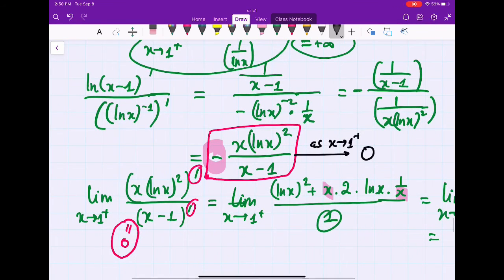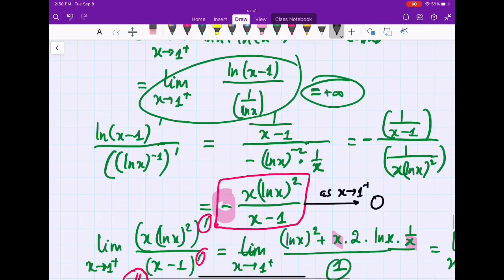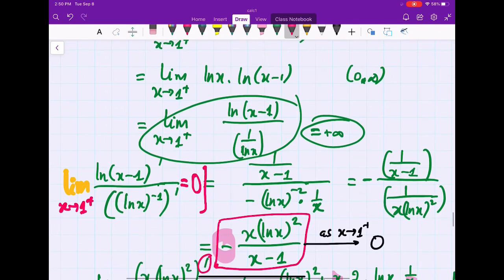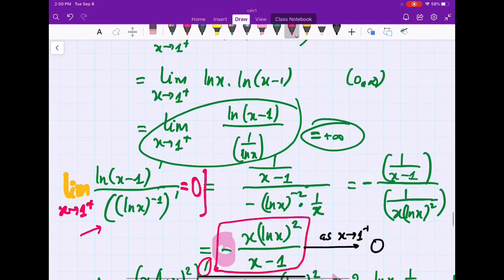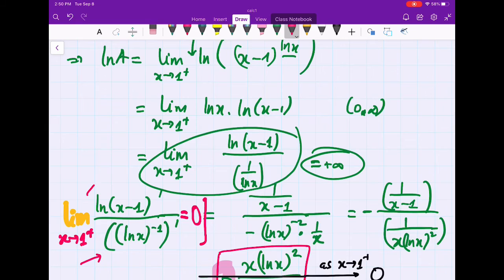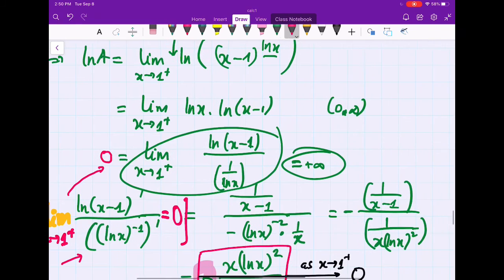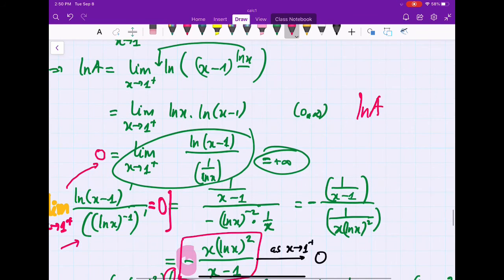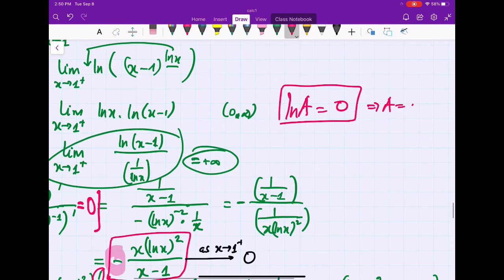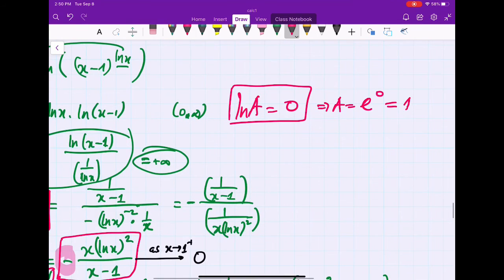But you know, this limit is 0. That means the limit of this function, this guy, when x approaches 1 from the right is 0. And the limit of this guy is 0. So that means the original, not the original one, but the limit right here equals 0 by L'Hopital's rule. Does that make sense? So at the end, we arrive at ln of a is equal to 0. You see that? From here you get a equal to e to 0, which is equal to 1.